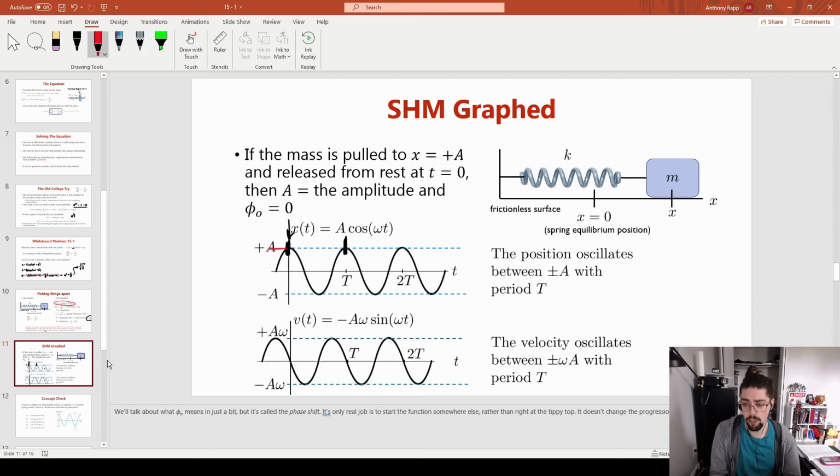For velocity, same argument. Sine, at its most, is going to be positive 1. At its least, it is going to be negative 1. That relates to a negative A omega and a positive A omega. Those two sides are the limits, the bounds of each of these graphs.